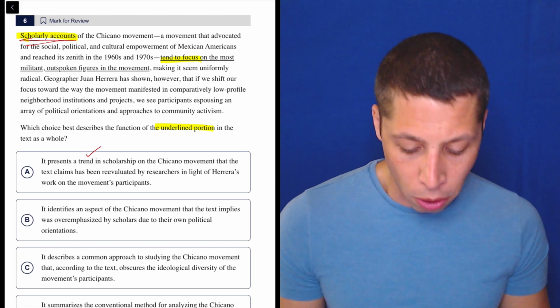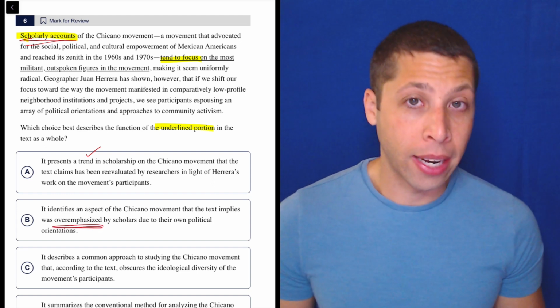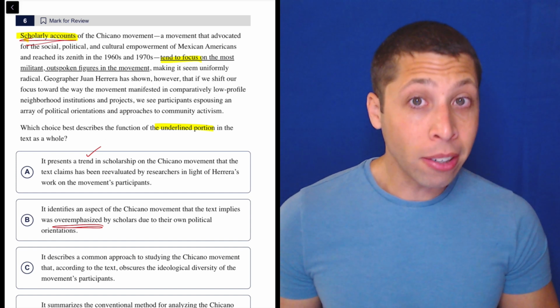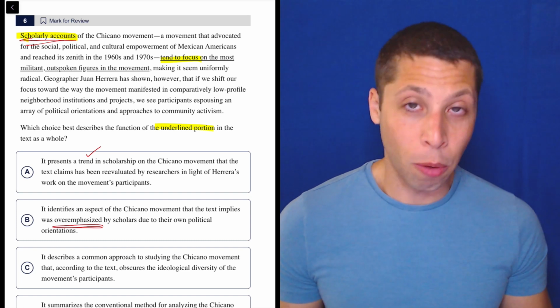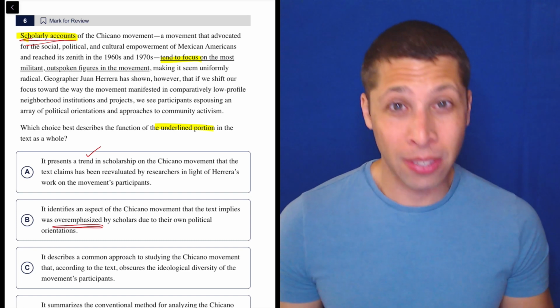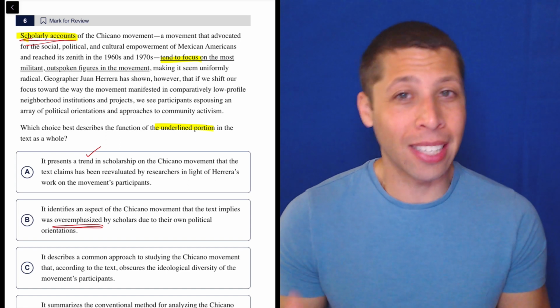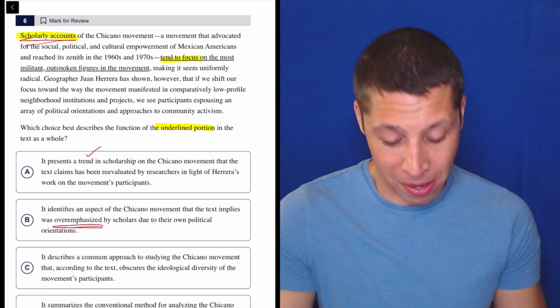B, it identifies an aspect of the Chicano movement that the text implies was overemphasized by scholars due to their own political orientations. So this is definitely a very strong word, and it scares me a little bit because in the underlined portion, it doesn't necessarily say it's overemphasized. Maybe later it does. I don't know, because if it's focusing on something, it's emphasizing it. So whether it's overemphasizing it, maybe too strong, but I don't know enough about what else was happening in this passage to really be certain about that.